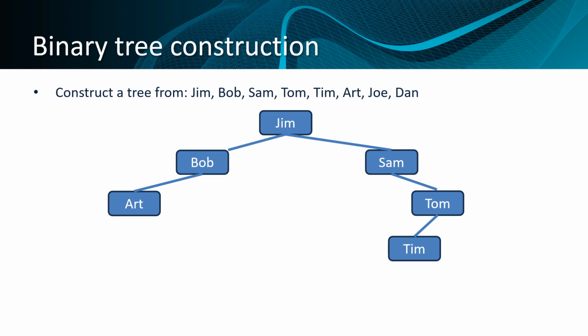Next, we've got Joe. Joe would come after Jim, so we go down to Sam. It would come before Sam, so we add a new node to the left beneath Sam for Joe. Finally, we have Dan. Dan would come before Jim, so we move down to Bob. It would come after Bob, so we add a new node to the right beneath Bob for Dan.